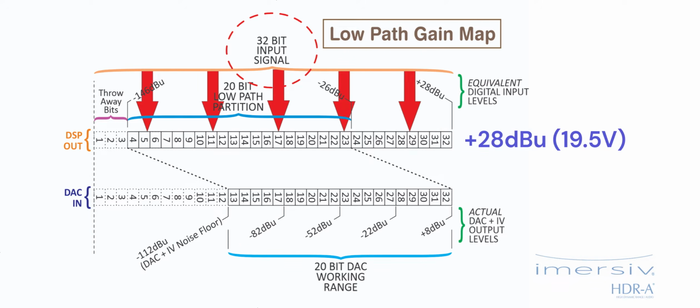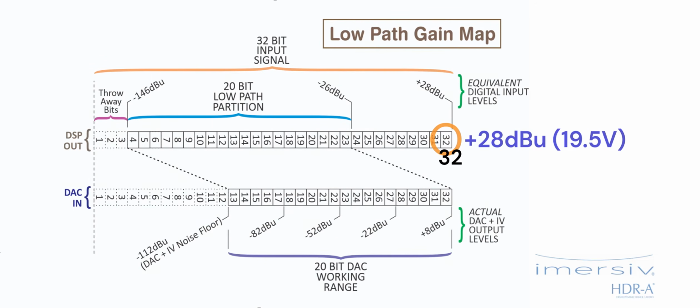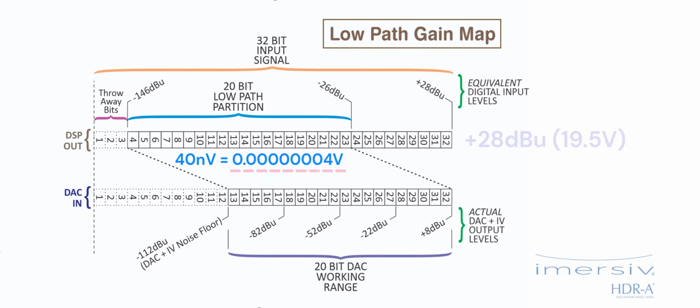Now remember, we're throwing away our bottom 3 bits, so at the low end, we're really only interested in bit 4 and above. So we know that if bit 32 is equivalent to an actual voltage of 28 dBu, this automatically means that bit 4 is equivalent to minus 146 dBu, which is 40 nanovolts. That's 0.00000004 volts, and that's really, really quiet. But this presents a problem.